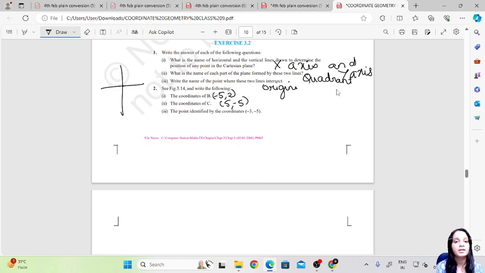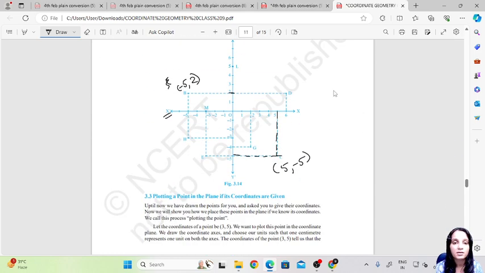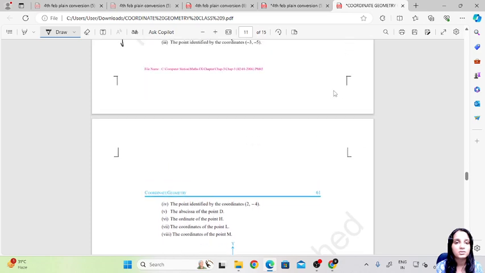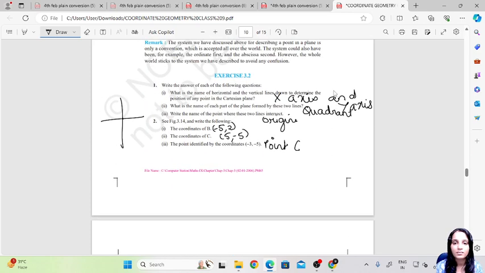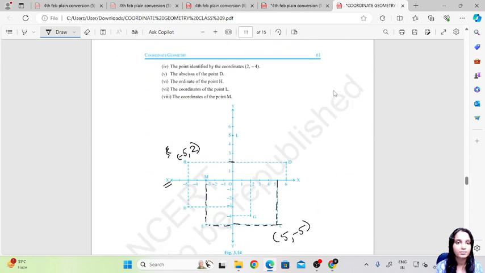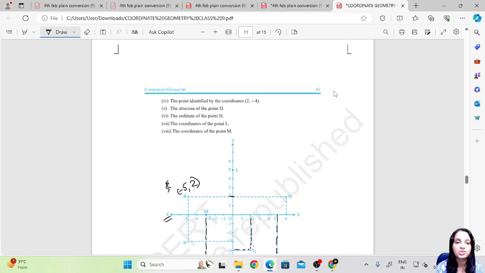Then the point identified by the coordinates minus 3, comma minus 5. So this is minus 3 and this is minus 5. This is E point. So point E. The point identified by the coordinates 2, comma minus 4. Now 2, comma minus 4, you can see it is here, right? So 2, comma minus 4 is this point, which is G.